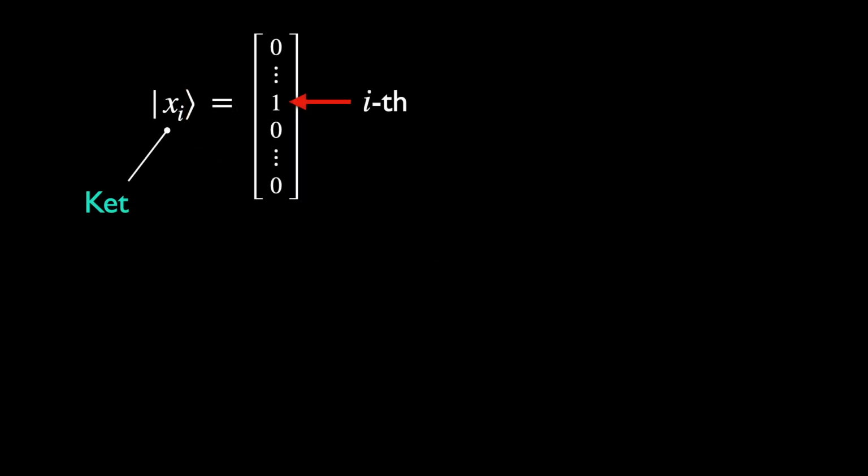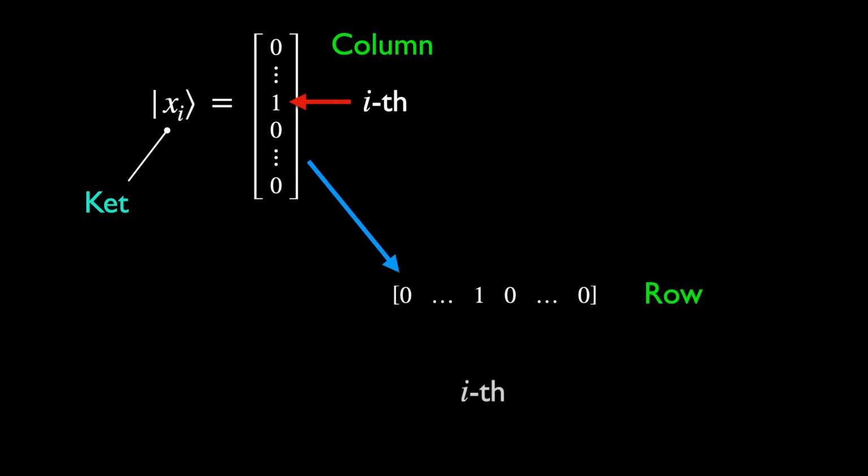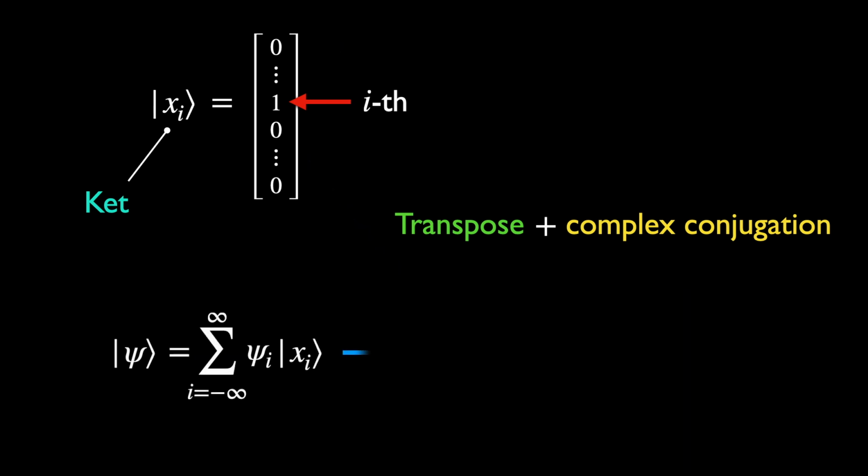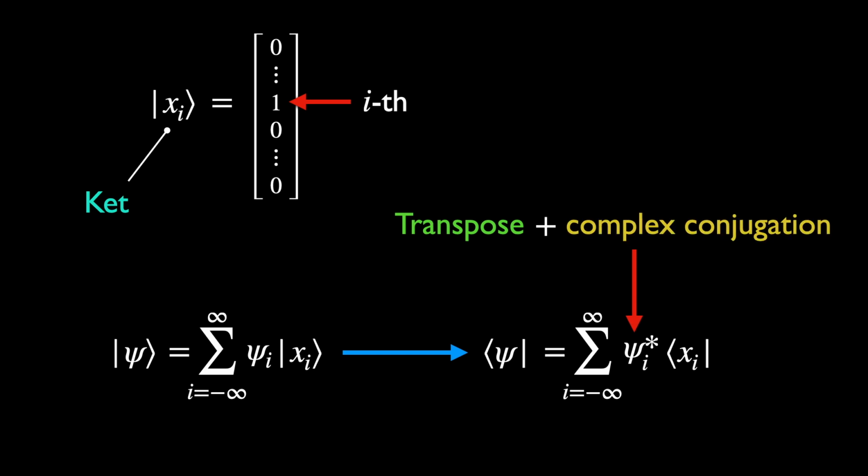To every column, we can define a row. This is represented by a left-pointing bracket known as a bra. For a general column, we get its row by taking a transpose followed by a complex conjugation of its entries. This is known as a Hermitian conjugation.